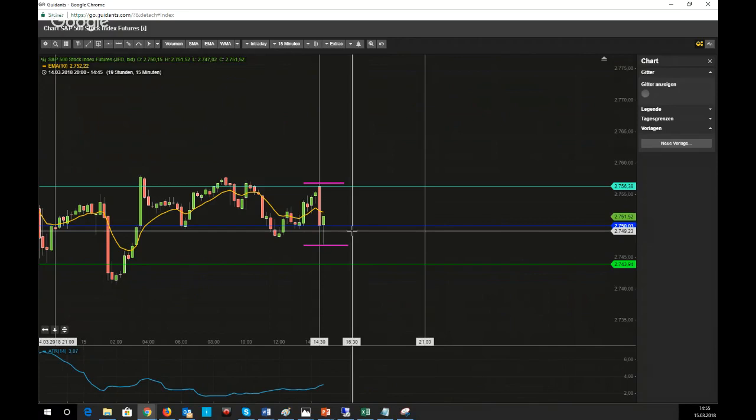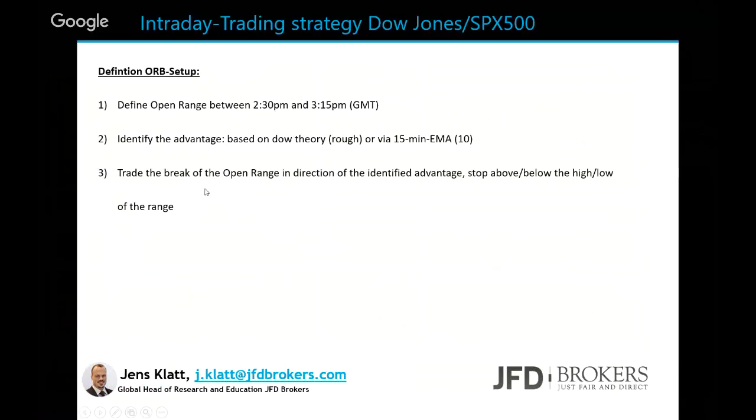In fact, I'm completely relaxed because I have clear preset rules. I follow them. I define the open range. I identify my advantage, and then I trade the breakout of this range, and that's it. And I move on to the next trade. I have a stop, which I place above, respectively below, the high or low of the range.